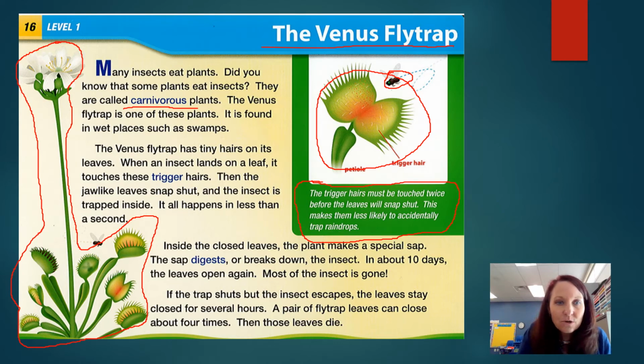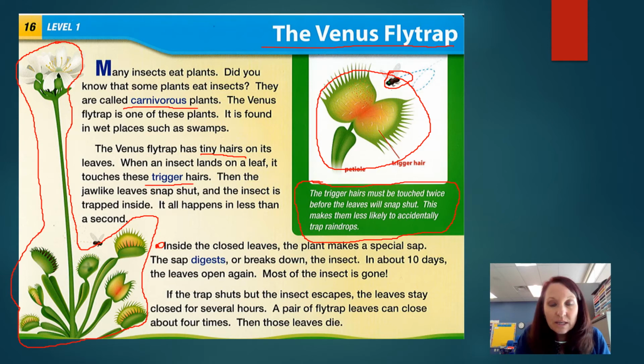I see another word in a different color print. Trigger hairs. And I noticed that in the text, the first sentence in that paragraph says tiny hairs on its leaves, and then it talks about trigger hairs, and that tells the plant to snap shut. So that's what trigger must mean, is to tell the plant something. Okay, let's read the next paragraph down here.